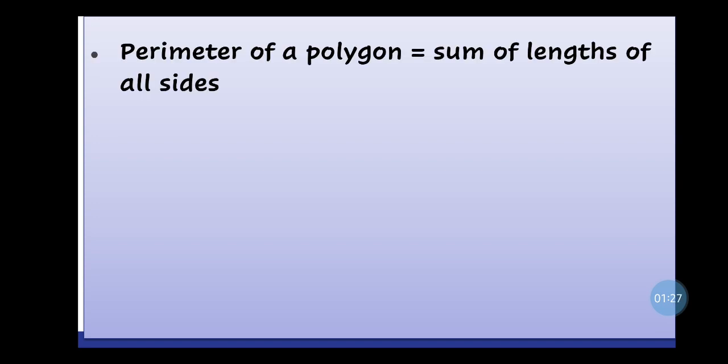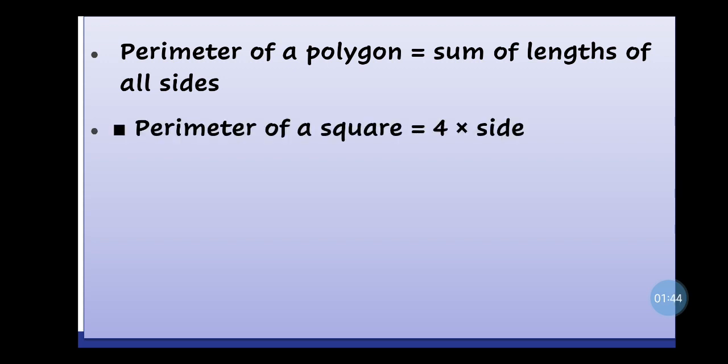Perimeter of a polygon is equal to sum of the lengths of all sides. So if you need to find the perimeter of a polygon, you need to add the sum of the lengths of all sides. Sum over here means obviously total.